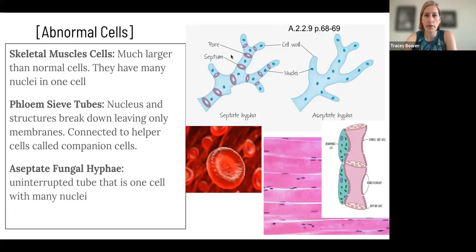Aseptate fungal hyphae, which are these blue ones up here, are also quite large. If it's septate fungal hyphae, they have these divisions and they end up having one nucleus per cell, but in aseptate fungal hyphae, they don't have the divisions, and then they end up with many nuclei in one cell. And then red blood cells, which have no nuclei. So that allows them more space to carry oxygen.